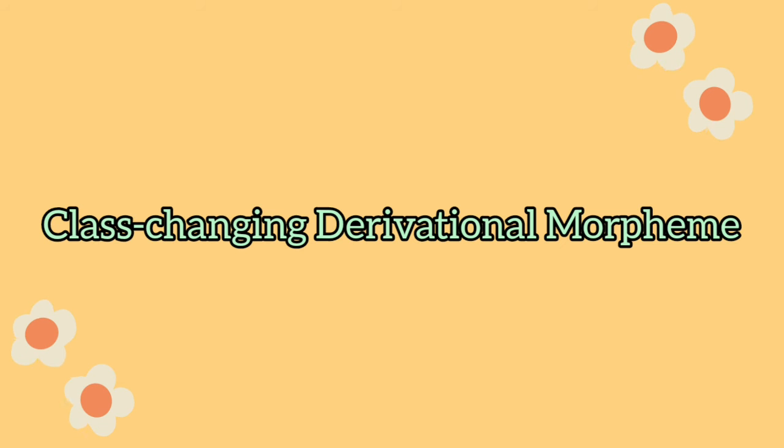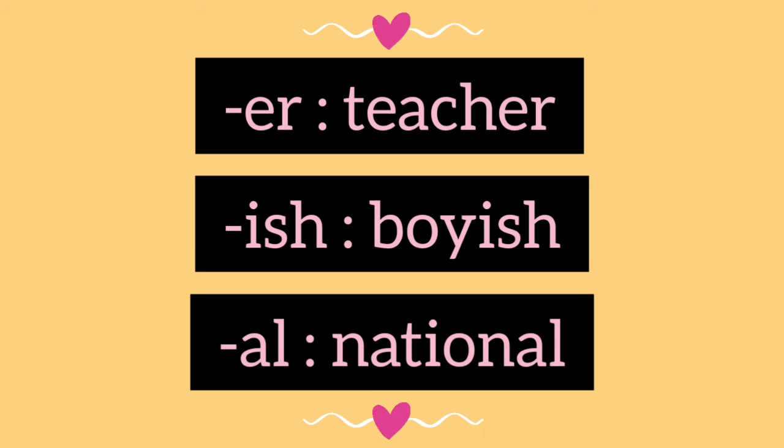The next is the class-changing derivational morpheme. Class-changing derivational morphemes usually produce a derived form of another class from the root. For example, er in teacher, ish in boyish, and al in national.